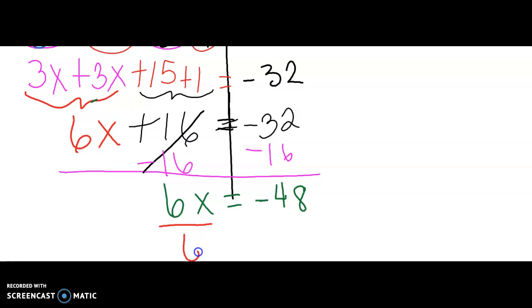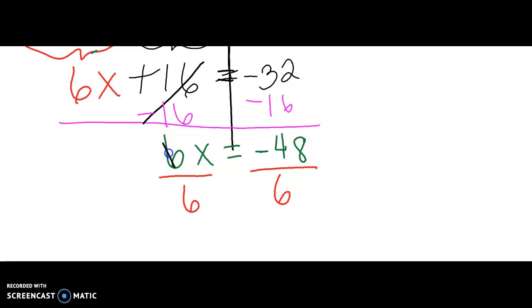And then we divide by 6, divide by 6. These cancel out. We're left with x equals, a negative and a positive gives me a negative, 48 divided by 6 is 8. So x equals 8. And again, you can check your work by plugging it back in, but I don't want to make this video too long, so I'm not going to plug it in.